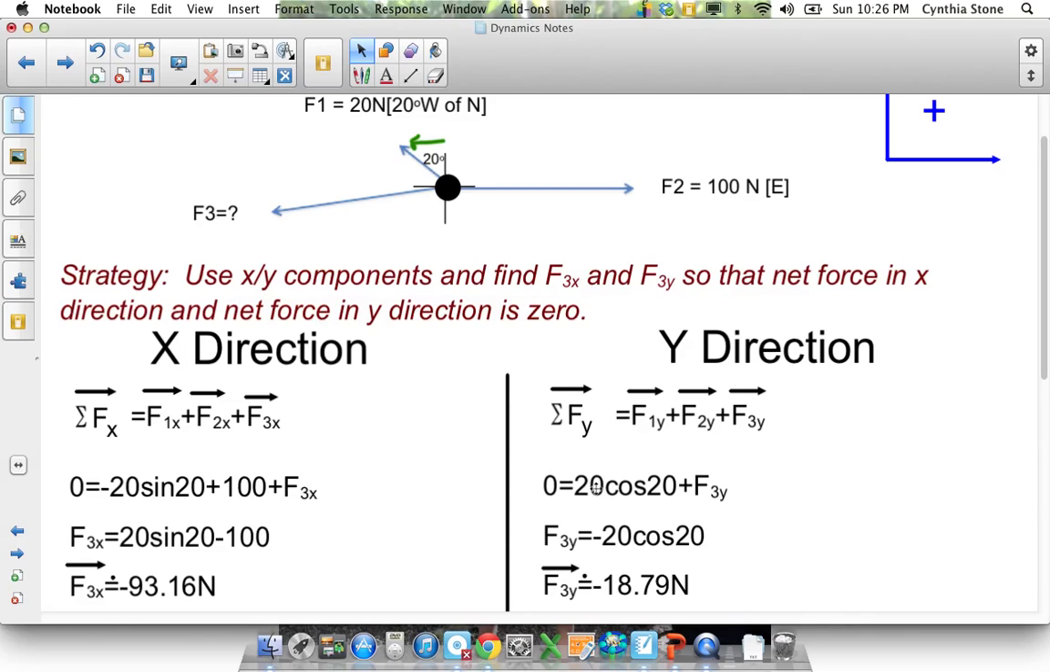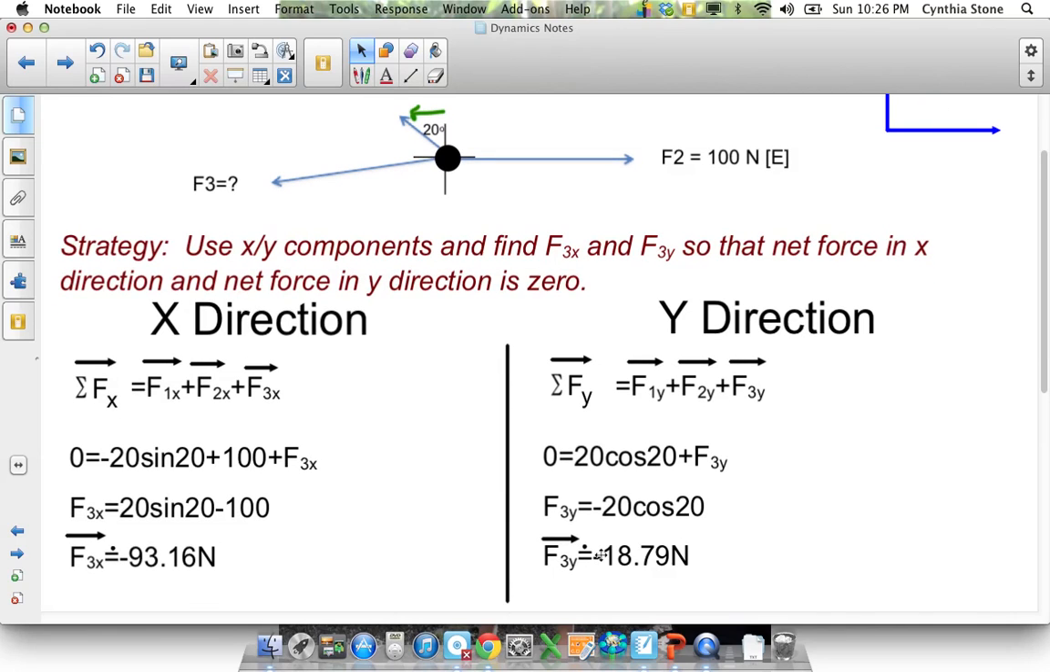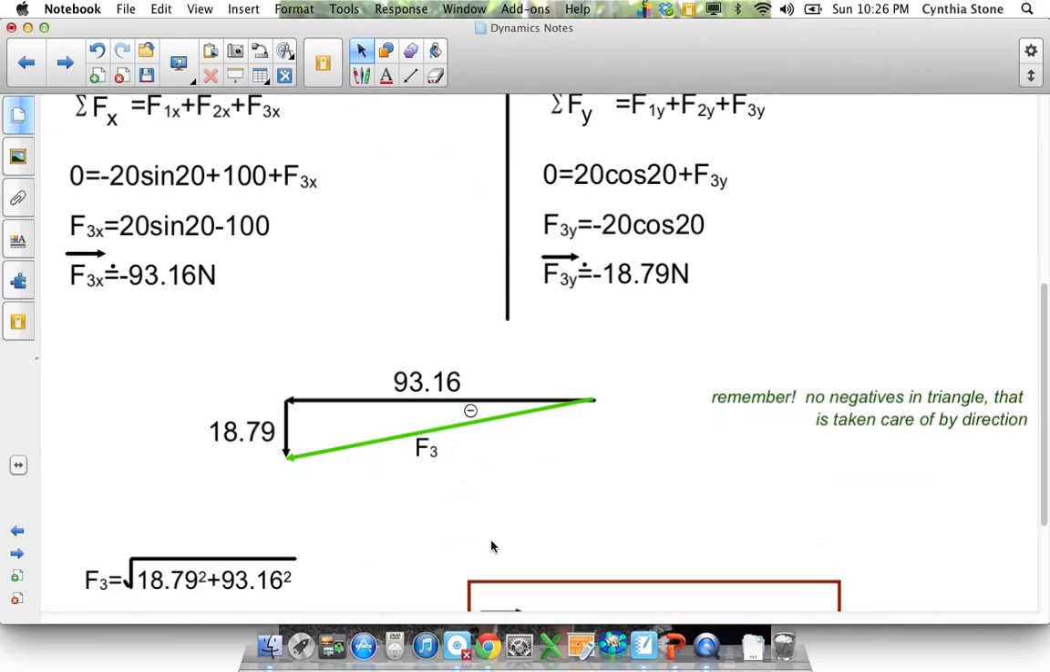So 0, right, same thing, net force is 0 in the y direction, so 0 will be 20 cos 20 plus f3y. Go ahead, find f3y with a sign, it's minus 18, which is about what it looks like, it's in the negative direction. Okay, it makes sense that both of those are negative. And now I find the overall.